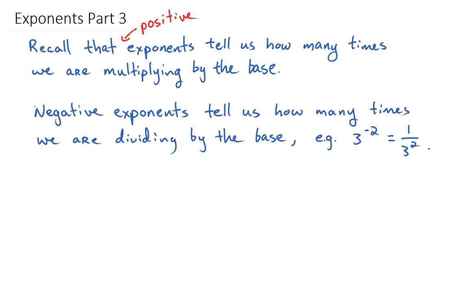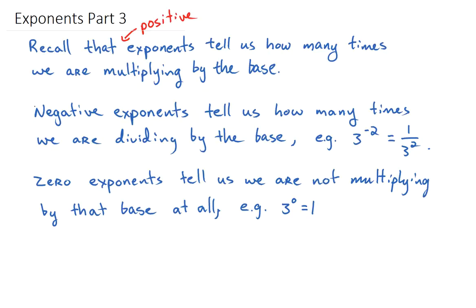And then zero exponents tell us we're not multiplying by that base at all. For example, if we have 3 to the 0, that equals 1. Now I do want to talk about this whole equals 1 alongside saying we're not multiplying by it at all, because that can feel a little confusing. Usually when we say none or nothing, we mean 0. But with multiplication, the thing that does nothing is 1.